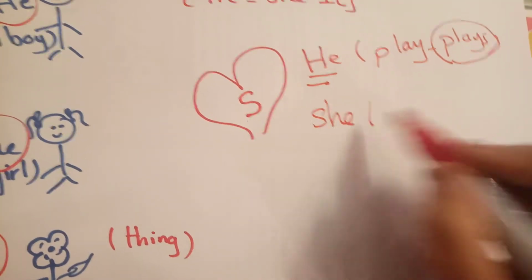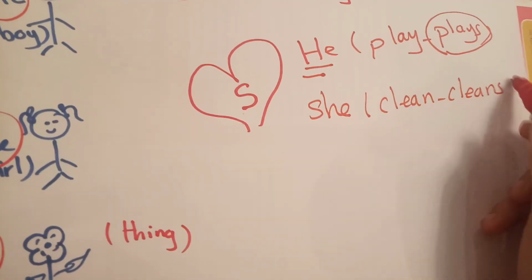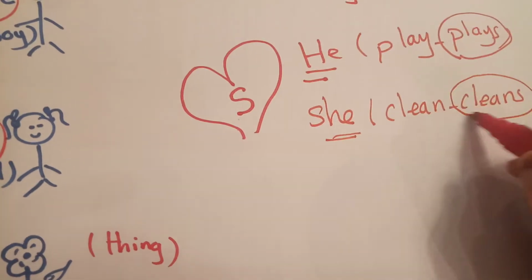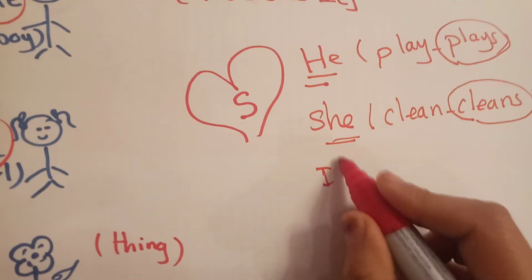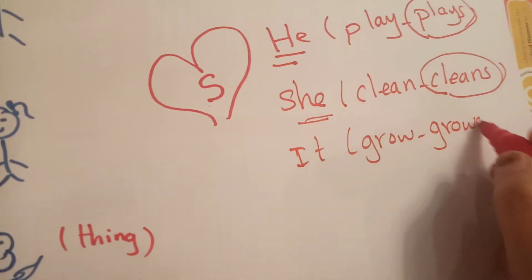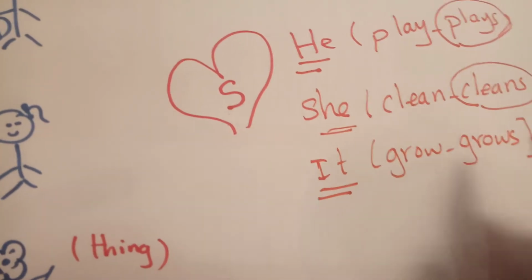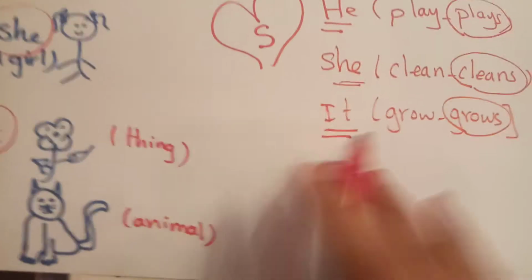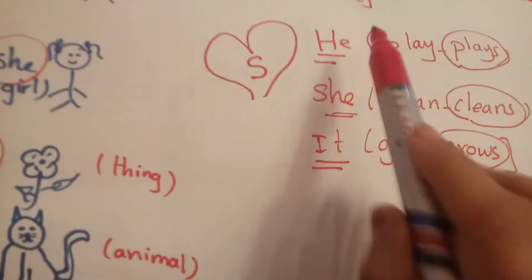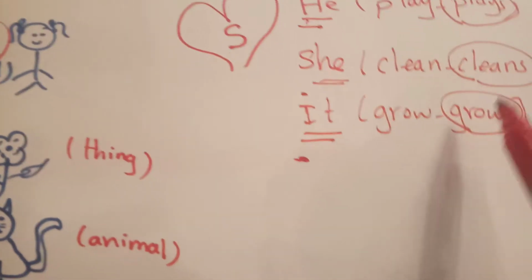She clean or cleans. She likes S, she cleans. It grow or it grows. It likes S. So he, she and it, they like S so much. So when I find the subject he or she or it, I choose the verb plus S.